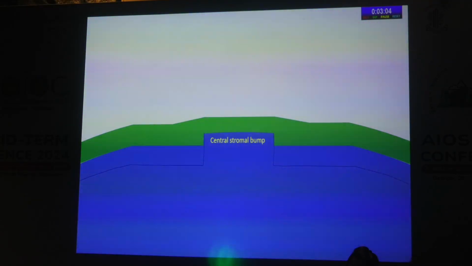So whenever we have a buttonhole kind of situation where we've got a stromal bump, the only way we can treat this condition is if we remove the stromal bump. And the only way to remove the stromal bump is if we go all the way down, and this can be achieved by a transepithelial PTK. So if we do a PTK of the maximum epithelial thickness, we'll eliminate that bump. But then what also happens is that it is uniformly eliminated from all throughout. So you will get stromal ablation in the periphery.